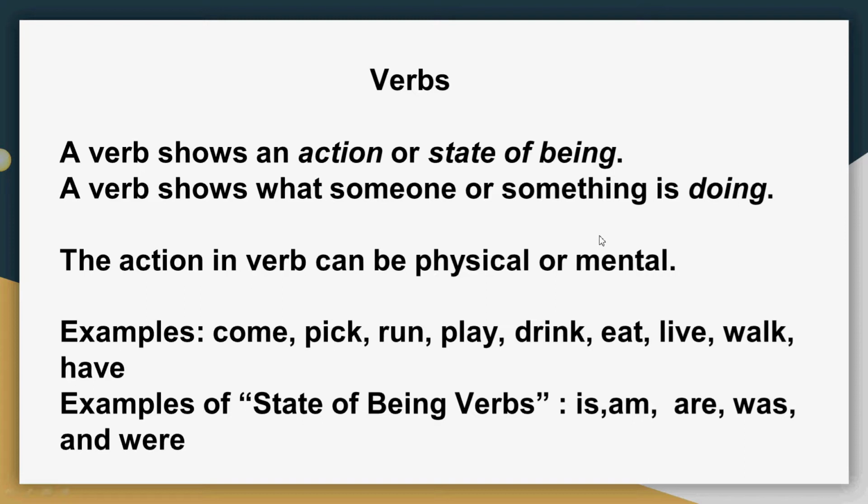The action in the verb can be physical or mental. You can see the examples. The examples are come, pick, run, play, drink, eat, live, walk, have. Examples of state of being verbs are is, am, are, was, and were.